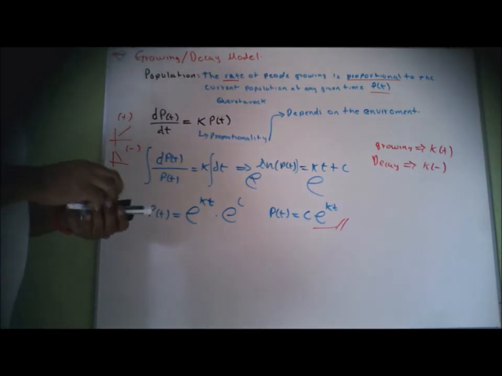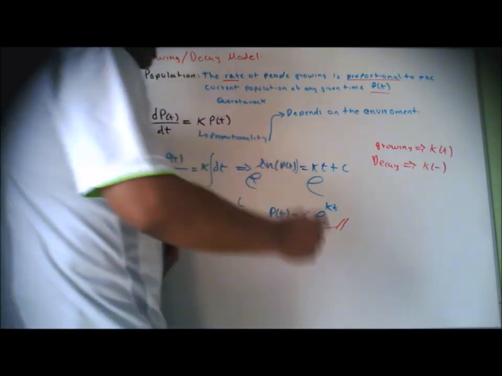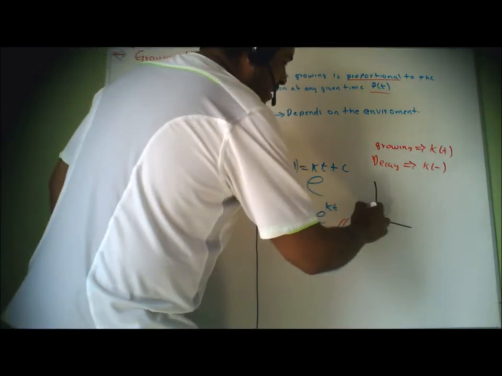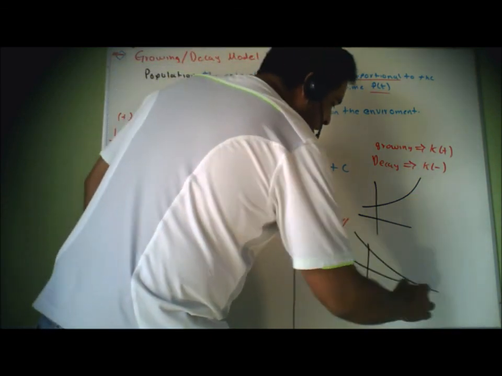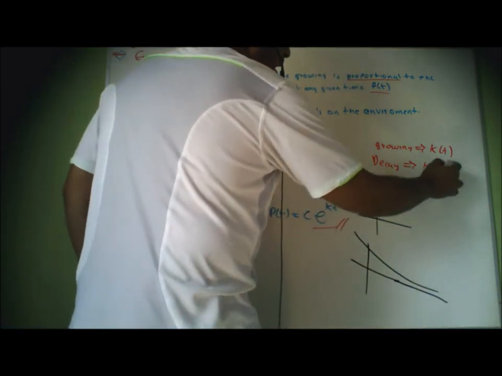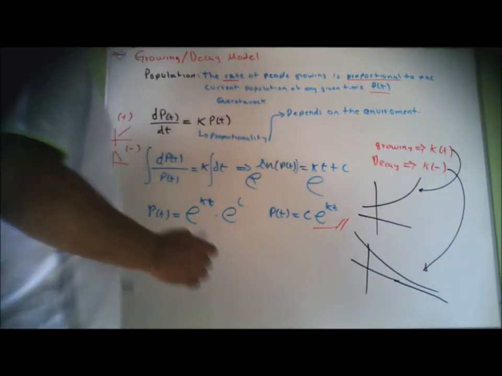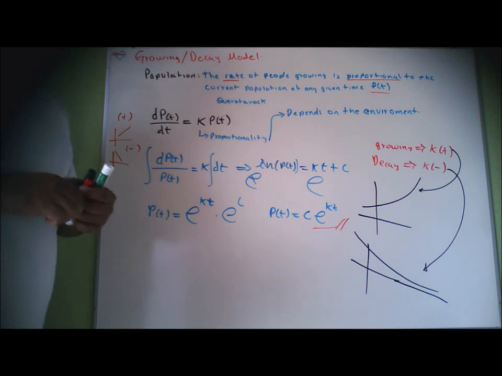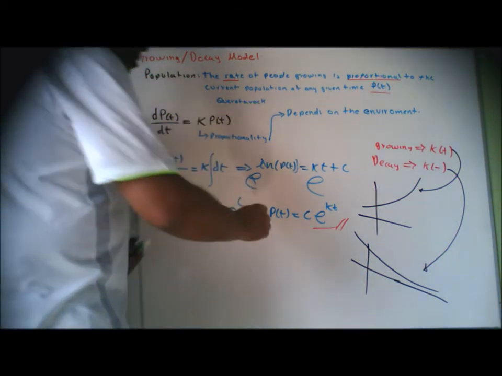So here, the plot for each one of them is going to be, for growing, something like this, or something like this for decaying. So this is with k positive, and this with k negative. That will depend on the conditions of the problem. But this is the model, very important. This is the model that we are going to use.